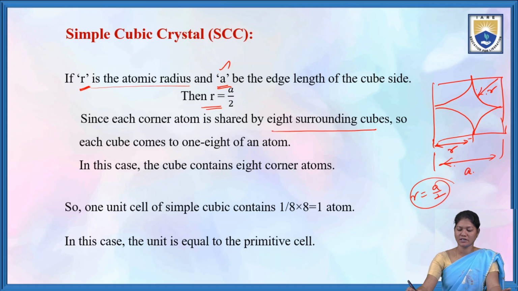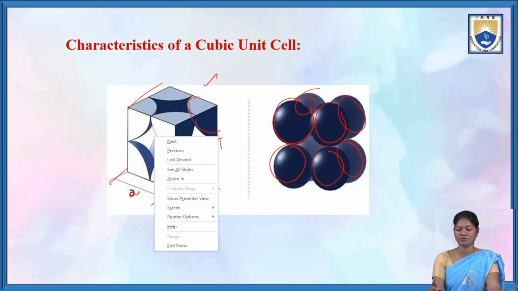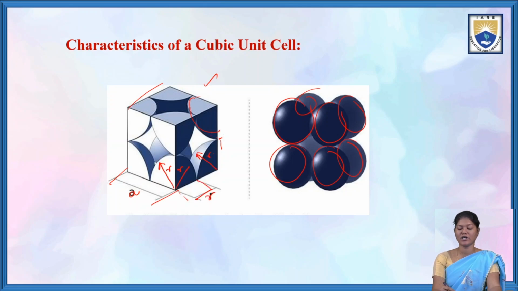So, each corner atom in a cube is not completely an atom. It is shared. In this unit cell, we can see only part of the atom. It is not a complete atom. The remaining part will be in the other unit cells. So the complete atom is shared among different unit cells.